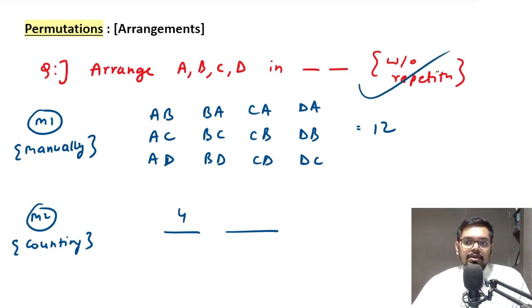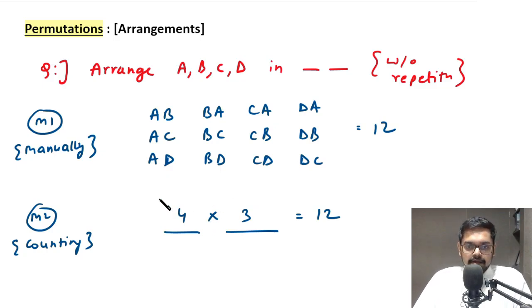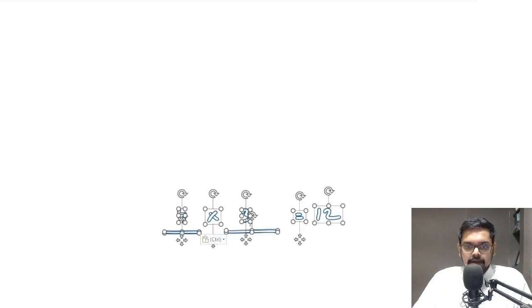And since without repetition is going on, the letter which came here cannot come here. So for the next blank, we have 4 minus 1 choices, which means 3 choices. So 4 into 3, the answer is 12. Very fast, isn't it so? Now, if I just modify this, okay? Now see carefully how smart I am. I'm just modifying this thing.